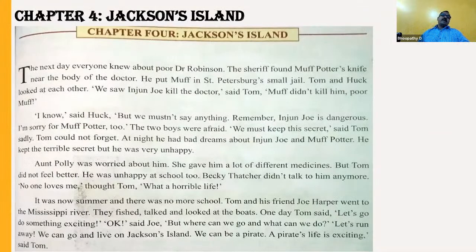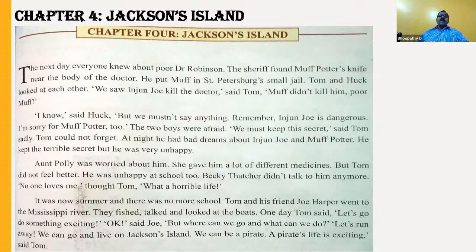The fourth chapter is actually somewhat adventurous one, Jobson's Island. So St. Petersburg town is very near the river Mississippi. There is a small island in the river Mississippi, that is Jobson's Island. And chapter 4 is Jobson's Island. Let us see what is happening in Jobson's Island. How the three boys, Tom, Huck and Joe, and how they enjoyed in the island, what happened. Let us see each and everything in this chapter.